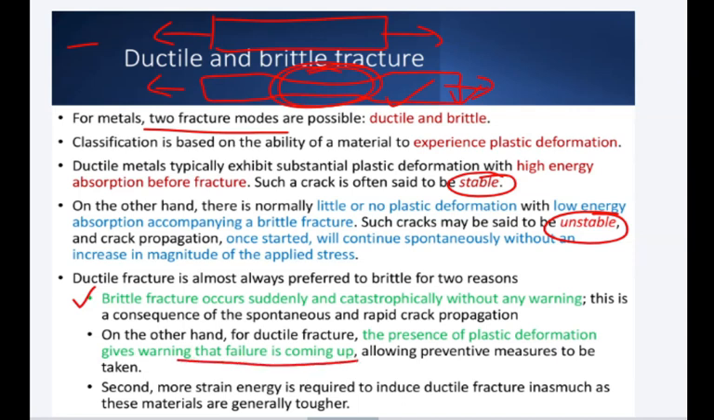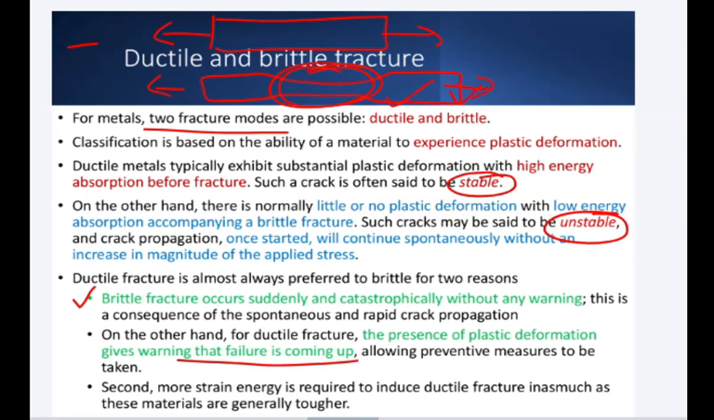So if it gives you warning, what do you do? You can take preventive measures, and then you can either avoid the failure, or if you cannot avoid it, you replace the component and you save economic losses, you save human life, or you save any other types of losses which can happen due to the accident.